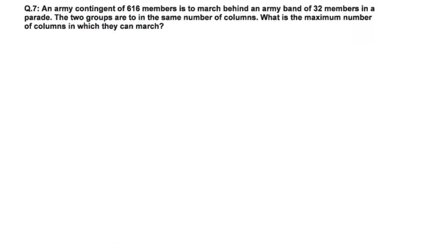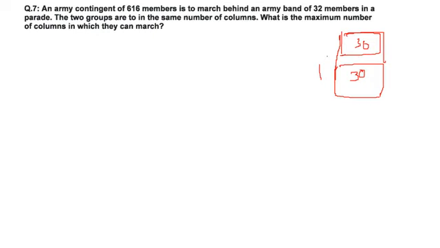An army contingent of 616 members is to march behind an army band of 32 members in a parade. So there is a band and there is an army contingent. Now what is happening here is the two groups are in the same number of columns. So we just have to equate them. If there are 3 columns here, it has to be 3 columns here. If there are 30 columns here, it has to be 30 columns here. So what is the maximum number of columns in which they can march?